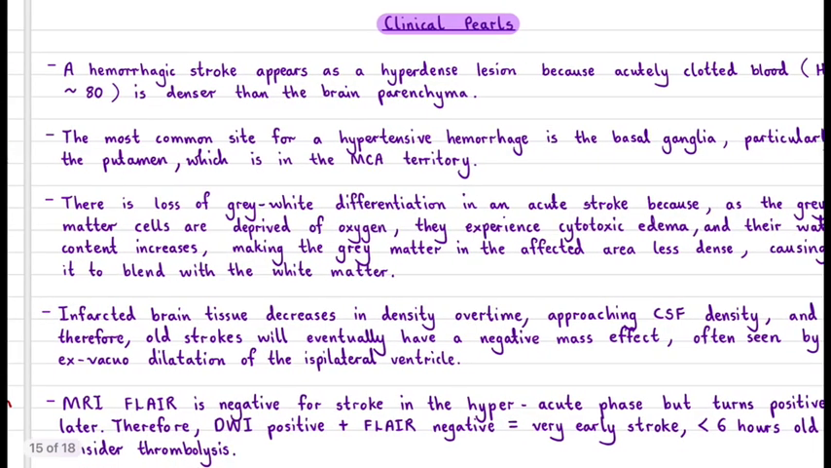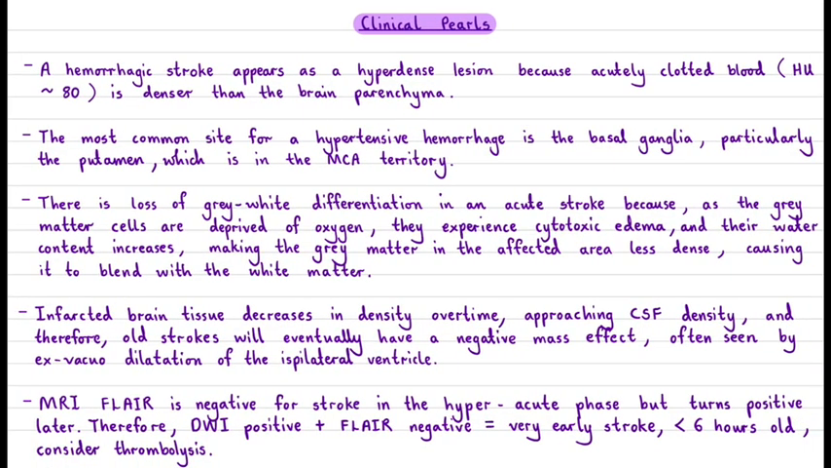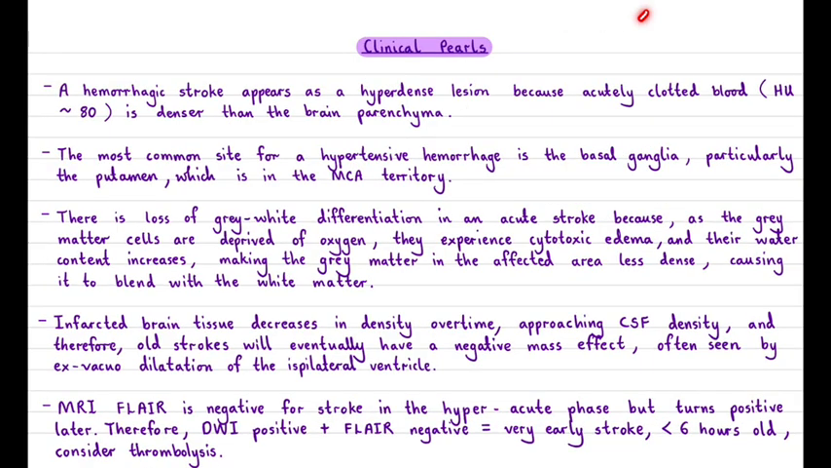And then remember, we say that FLAIR is negative for a stroke in the hyperacute phase. Meaning if the stroke is less than 6 hours old, this is going to be negative. But the DWI can be positive within minutes of having a stroke. So if you have DWI positive and FLAIR negative, that means that the stroke is very early, less than 6 hours old. And this is important to us because in that case, you can consider thrombolysis, because remember, thrombolysis is only an option in the acute phase.